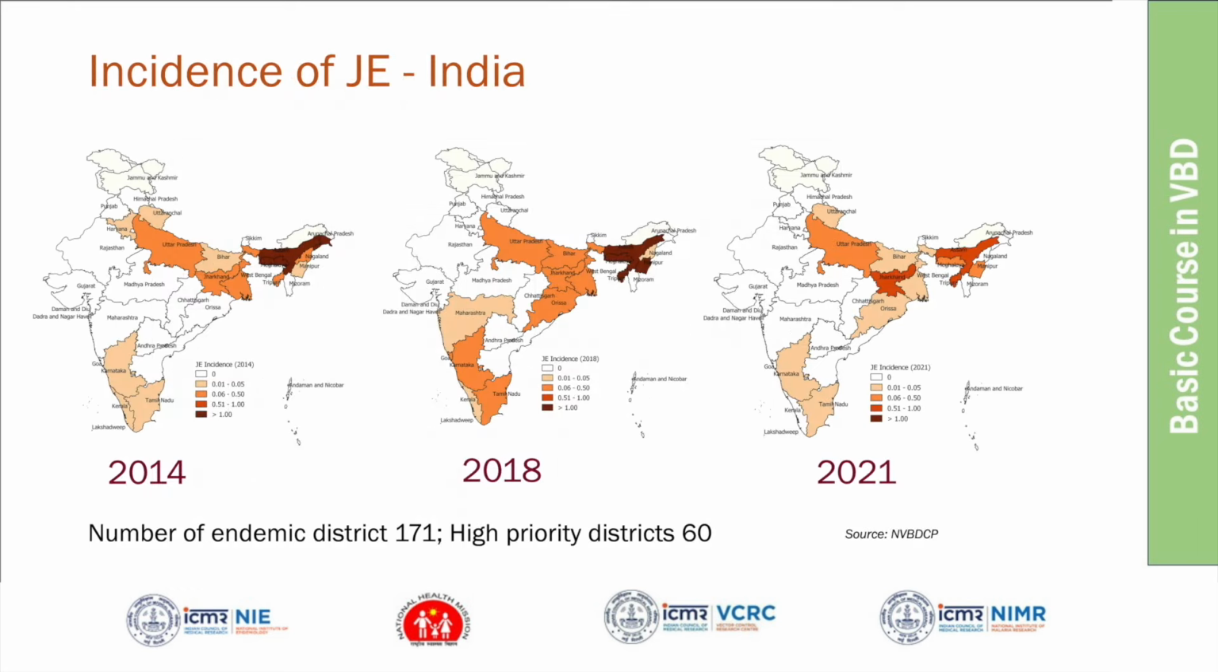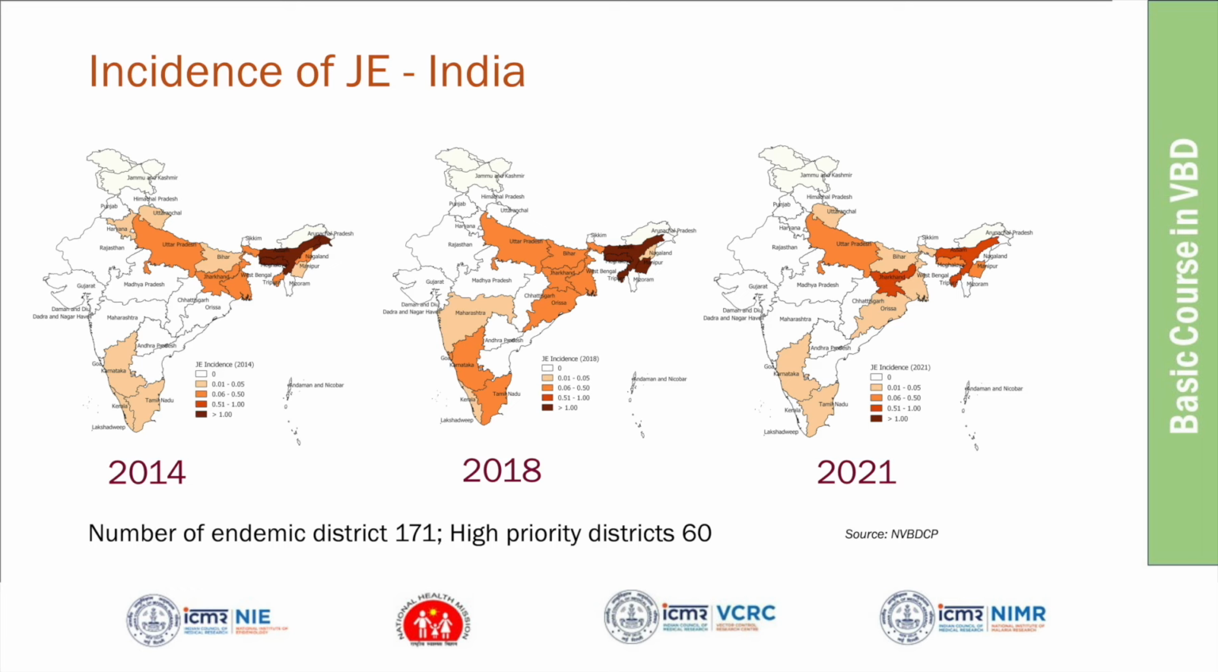If we look at the incidence of JE in India, you get a very clear picture that JE is prevalent only in the northeastern part, eastern part, and southern part. The western, central, and northern parts, except Uttar Pradesh, are spared. So this slide clearly depicts the distribution of JE cases in the country. More JE cases are reported from the northeastern part, followed by the eastern part, then the southern part.